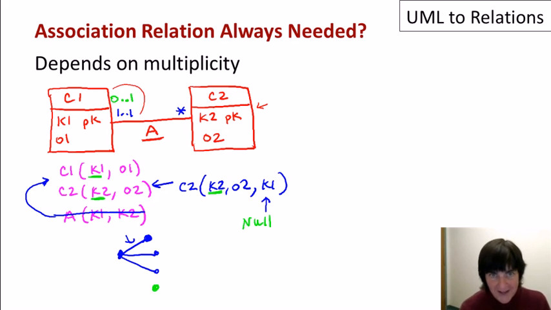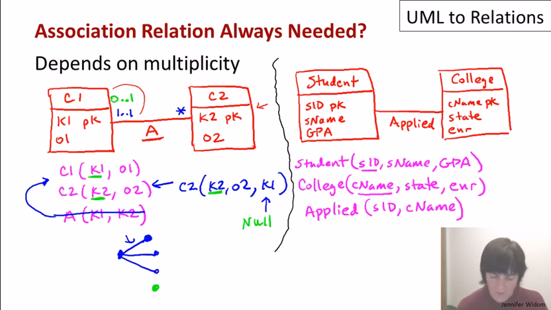So let's take a look again with students and colleges just to confirm this intuition. Let's again suppose that a student applies to exactly one college, and our rule of thumb says that we have a 1..1 on one side. Then we can take the key from that side and add it to the relation for the other side.